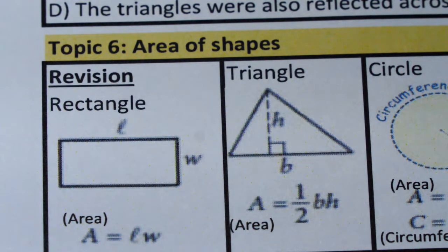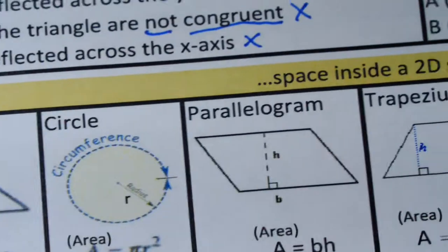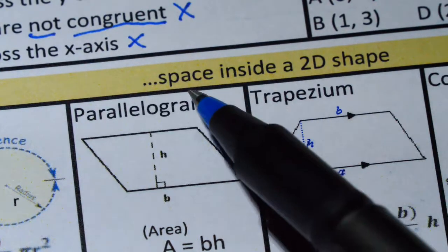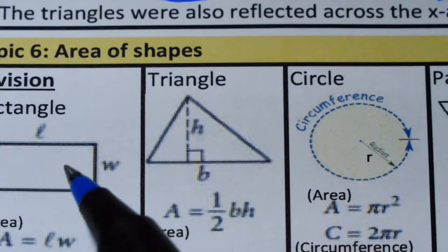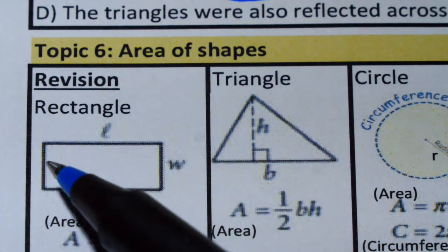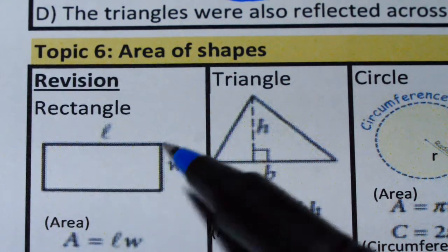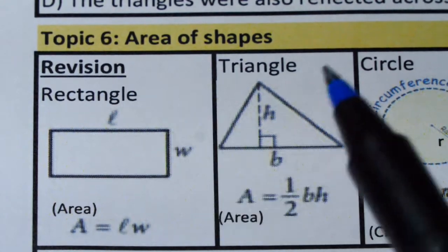Okay, topic 6, area of shapes. So area means the space inside a 2D shape. Here we have many 2D shapes, not 3D, 2D. So the area means inside the shape, inside the 2D shape. For the revision, let's look at these shapes here.